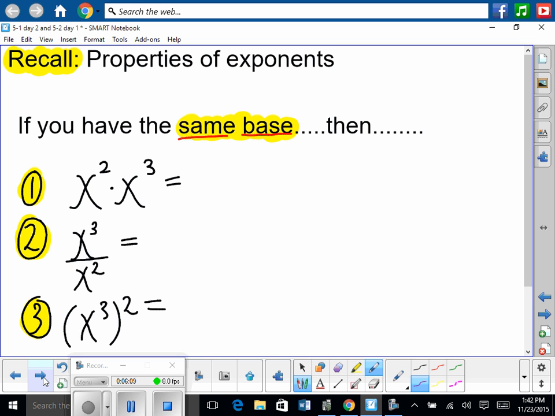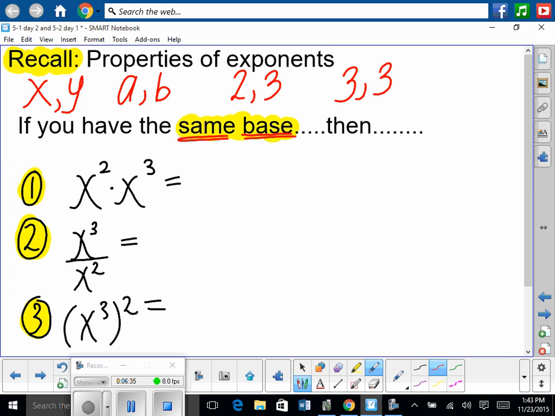Now, first of all, before we sing the song, remember that the song only works if we have the same base. So I'm going to ask you guys a quick question. Are x and y the same base? No? Okay, what about A and B? Those aren't the same base. What about 2 and 3? Are those the same base? Nope. What about 3 and 3? Are those the same base? Yep. What about A and A? Same base? Yep. Okay, good.